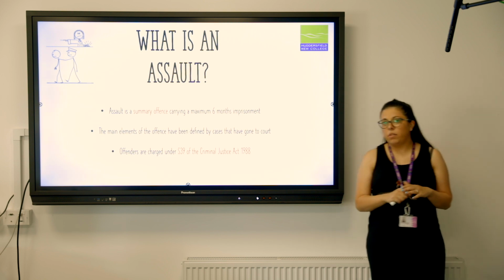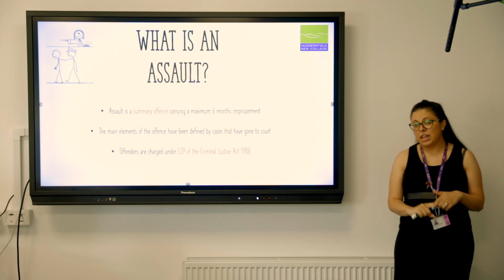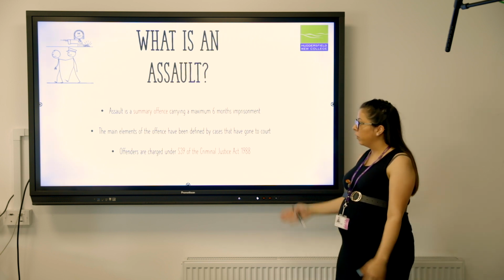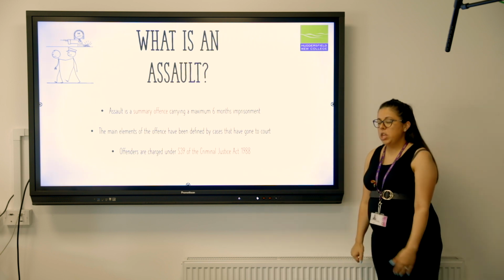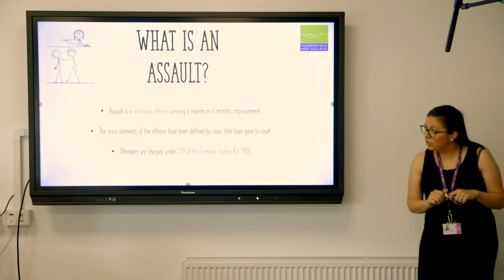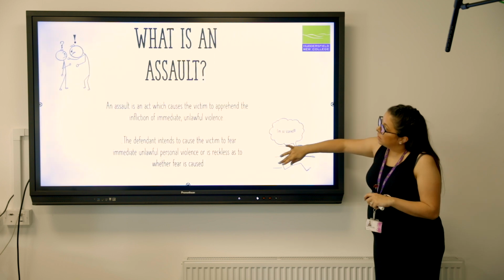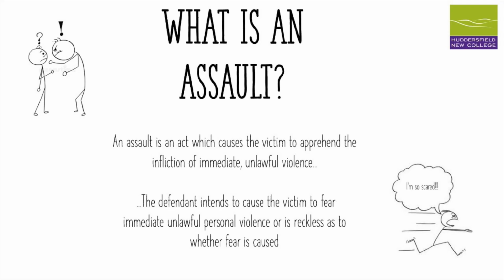The main elements of the offence have been defined by cases that have gone to court. So there's no piece of legislation, no law that actually governs what an assault is. However, when you are being arrested, you are charged under Section 39 of the Criminal Justice Act. So, an assault is an act which causes the victim to apprehend immediate unlawful violence.